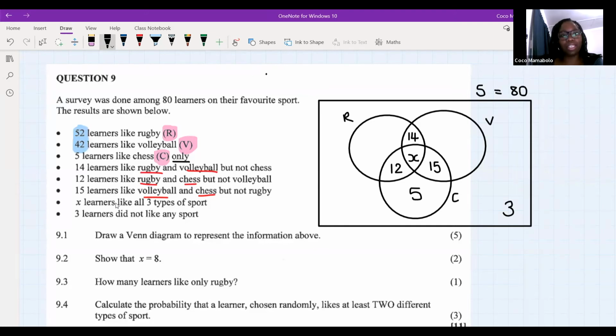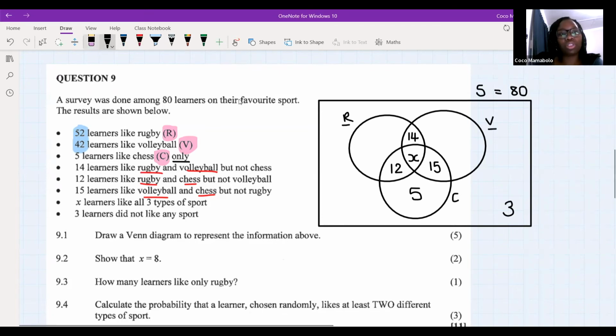It just makes it easier for me to remember. All right, then it says, question 2, I think this was done. You guys can check on your Venn diagram if you've drawn it, if it looks like mine, it should, okay? Then we still need to figure out what rugby is and what volleyball is.